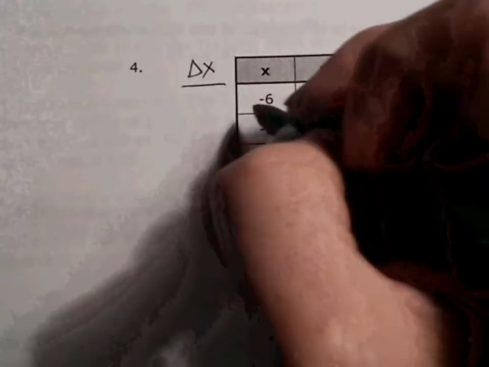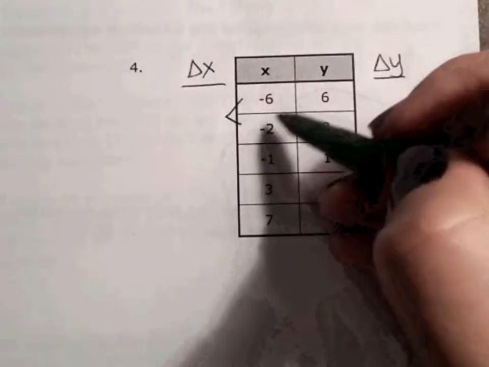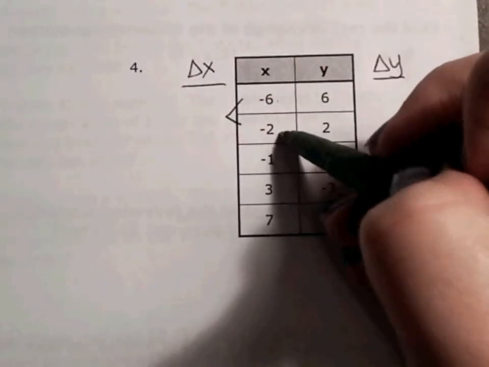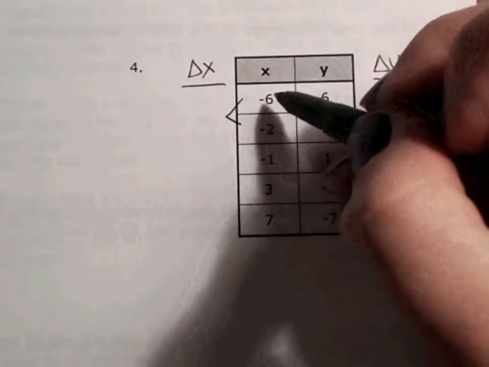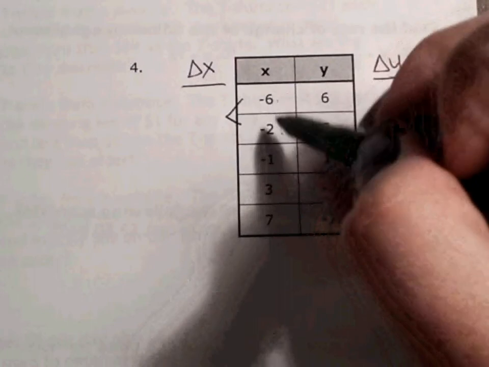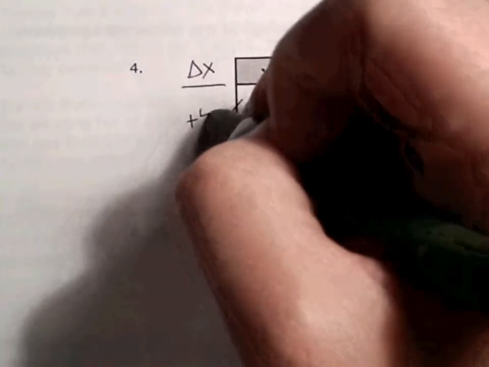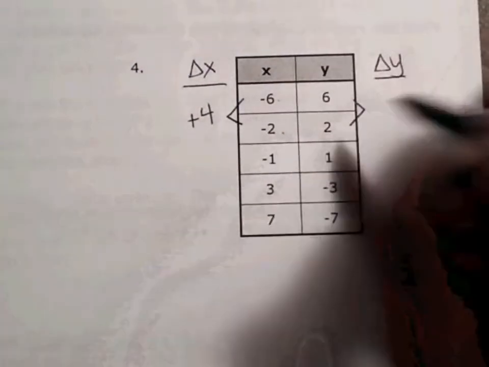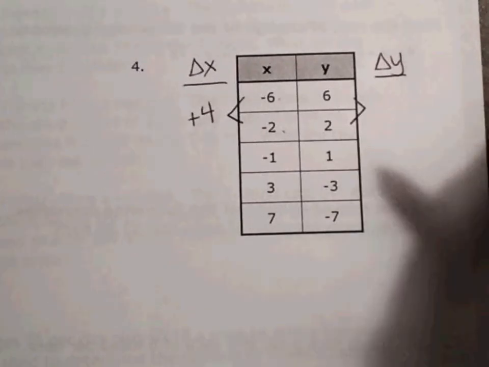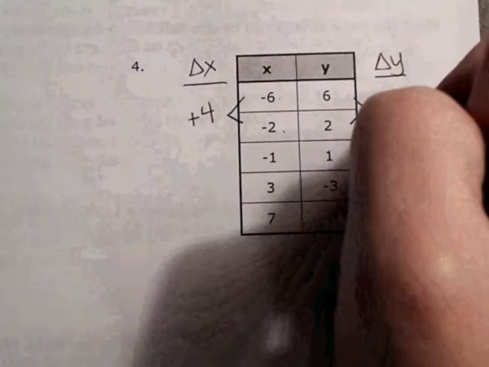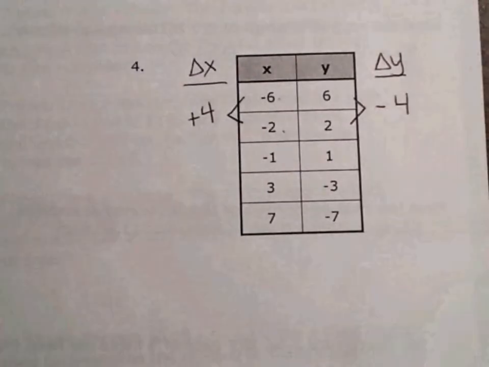Okay. What is happening right here? If I'm going from -6 to -2, are we getting closer to 0? Yes, we're moving closer to 0. So in order to get from -6 to -2, I'm going to have to add 4. Now on this side over here, when I'm going from 6 to 2, I obviously know I'm getting smaller, so I'm subtracting 4. Okay, so now I have found the change in y, and I've also found the change in x.